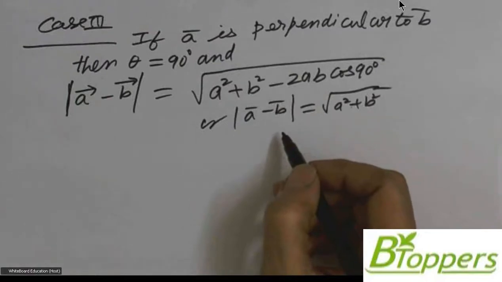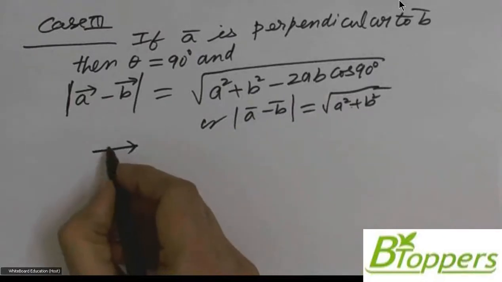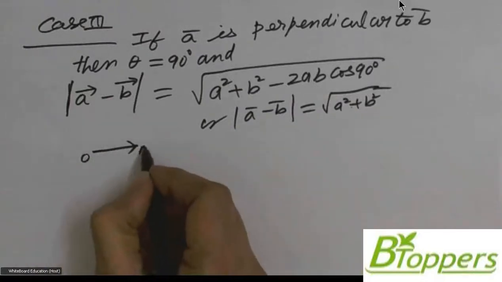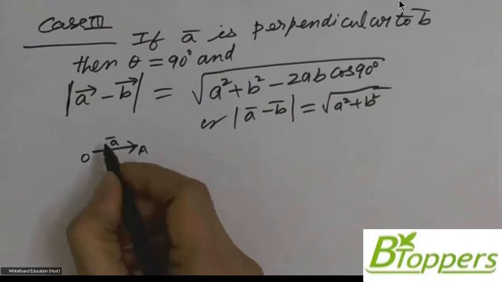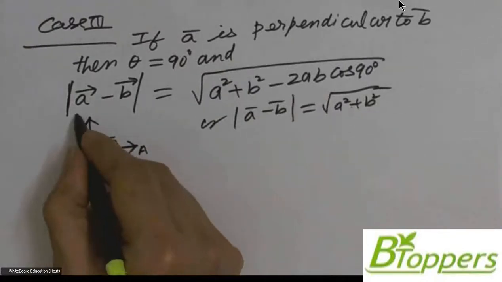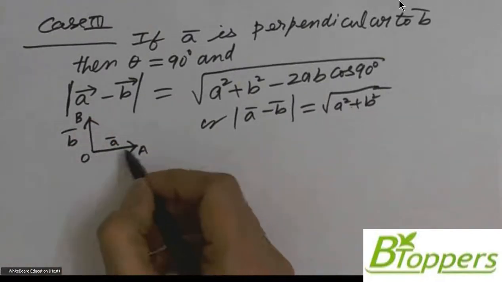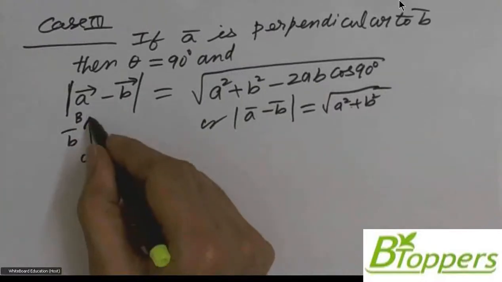But you should not write a bar minus b bar equal to a bar plus b bar when a bar is perpendicular to b bar, because they do not have same direction. In this figure, the directional line segment OA bar, let us suppose, represents the vector a bar. The directional line segment OB bar represents the vector b bar. Vector a bar is perpendicular to vector b bar.